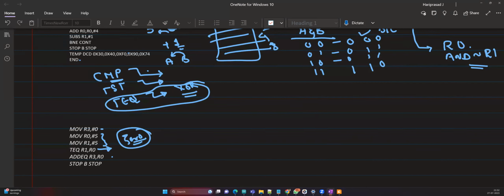Since it is add if equal, because both are equal, it will add R3 plus R0. R3 is 0, R0 is 5, so 5, correct? And it will stop. Let's see another program.